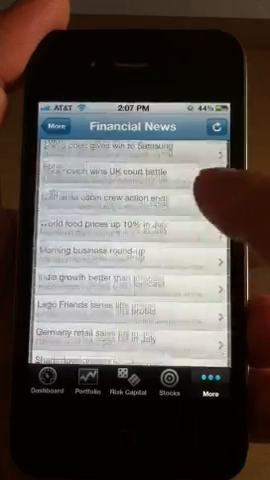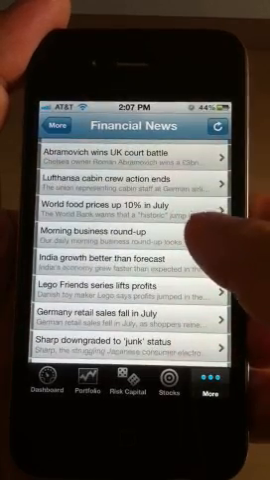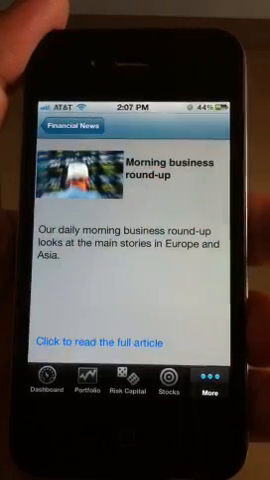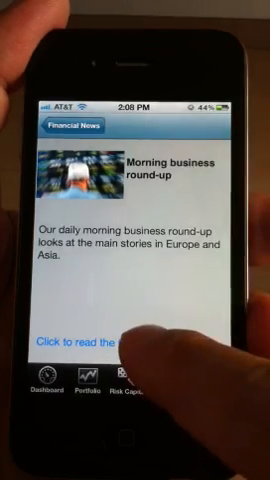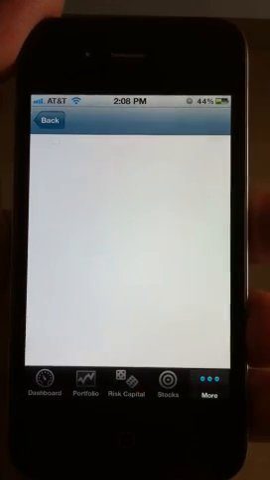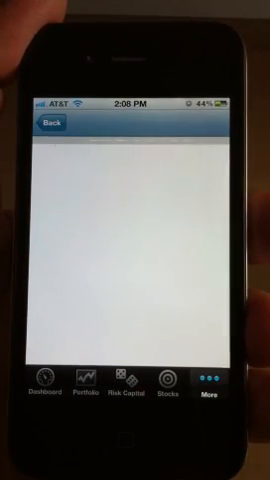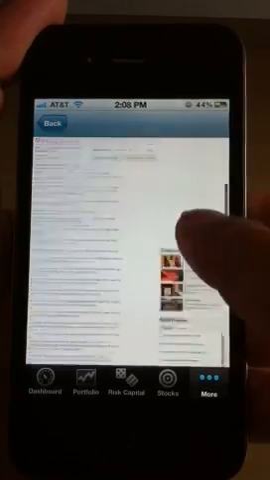Financial news from BBC are available here, and more news sources are coming shortly. You can look at the overall financial news. You can even read them in a browser and be on top of what is going on around the world in the financial sector.